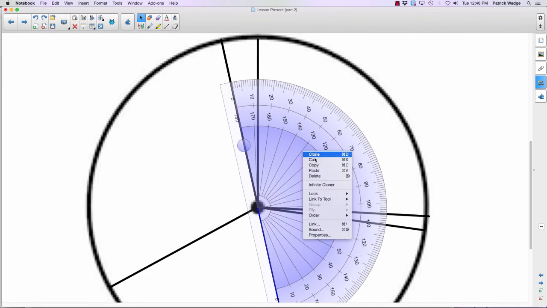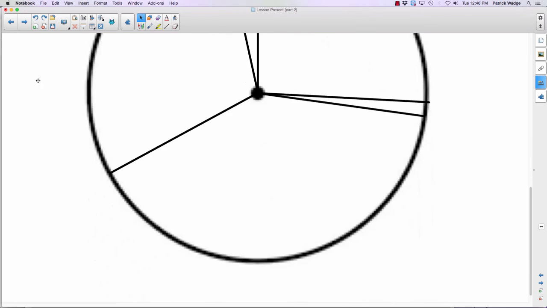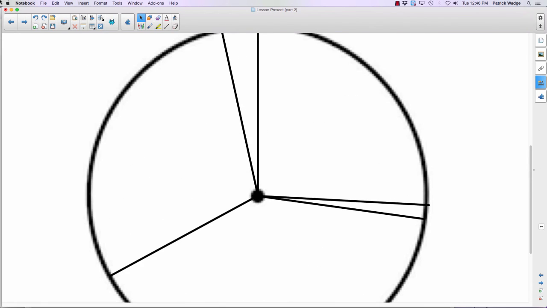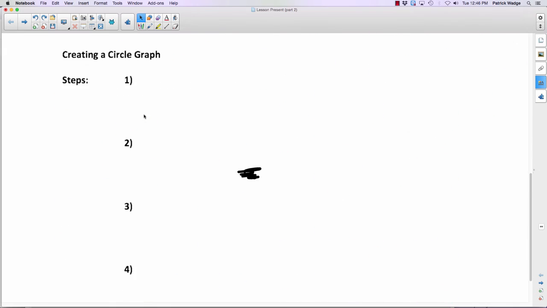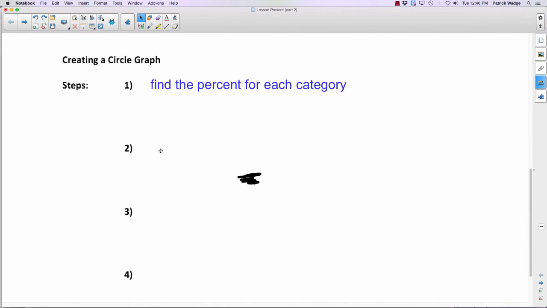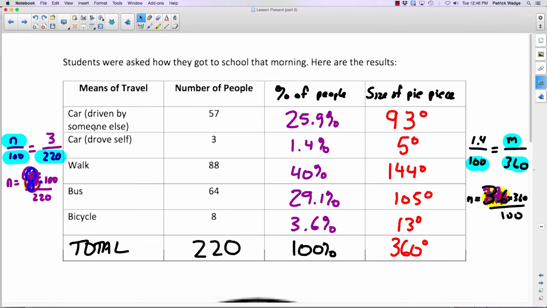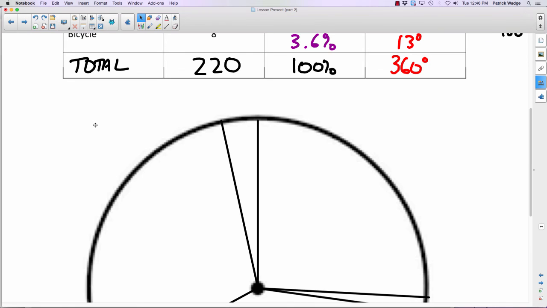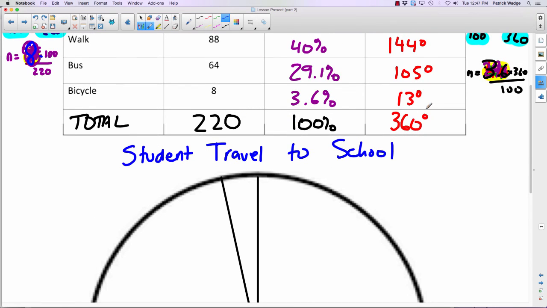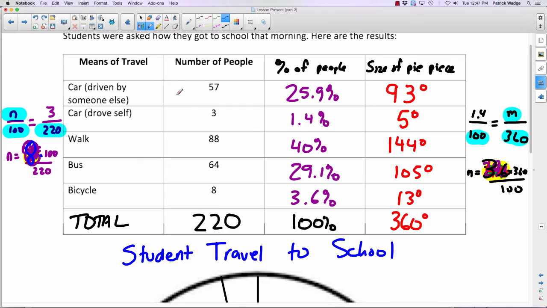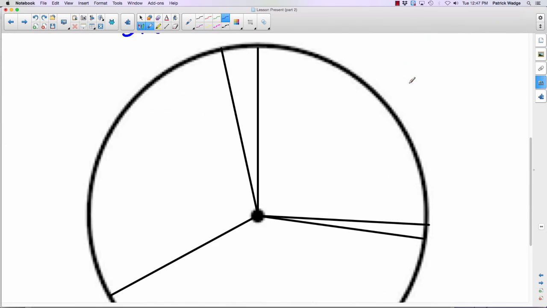So let's get rid of the protractor, and we're done, right? Should I stop now? Of course not. What's our last job here? The last task is to label each sector and include a title. So I guess we could put our title to start. There we go, student travel to school. All right, so the first one we did was car driven by someone else. So that was this first sector right here. So this is, I'm going to put, driven by other person.